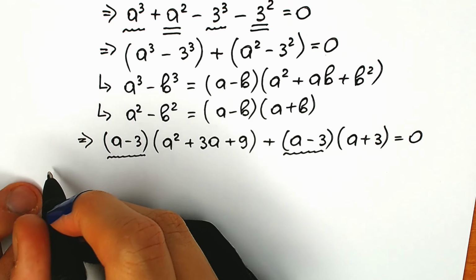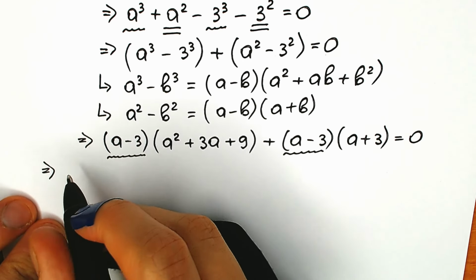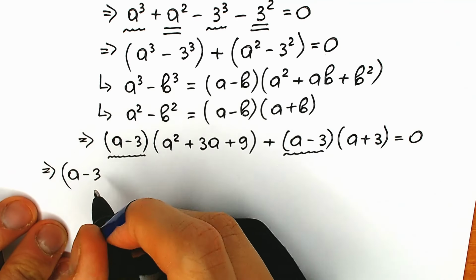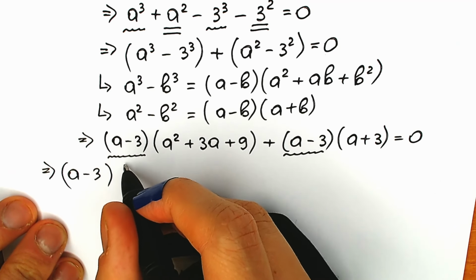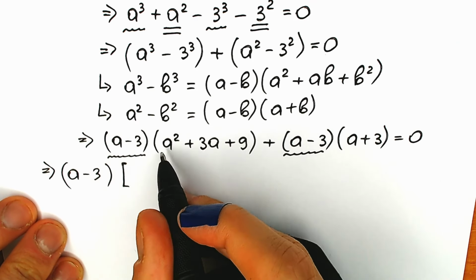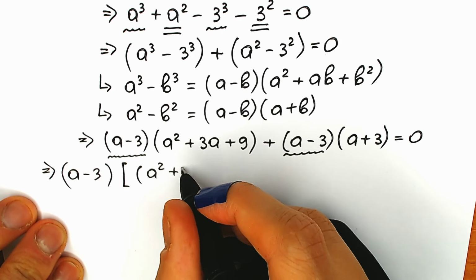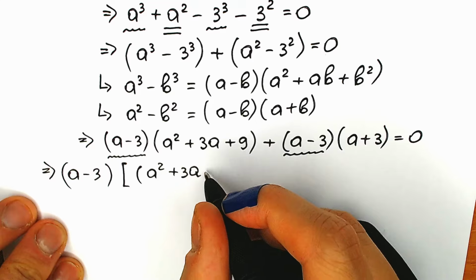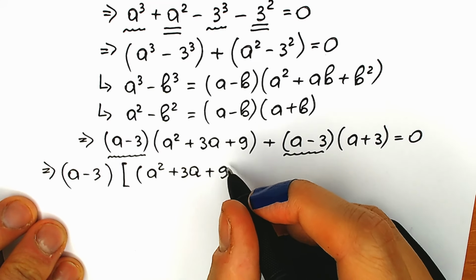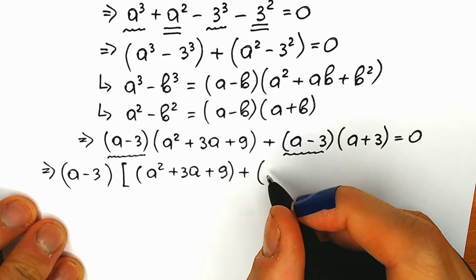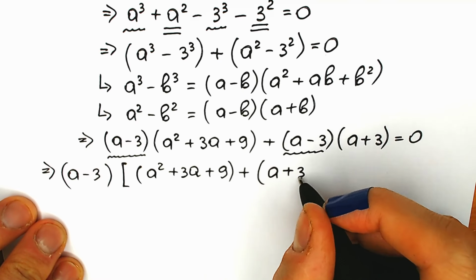Let's factor it. I'm going to start right here on the left side. So we have a minus 3, and in parentheses, I'm going to use this type of brackets, because I just want you to see these groups of parentheses. So a square plus 3a plus 9, this is our first parenthesis, and plus a plus 3 from here.